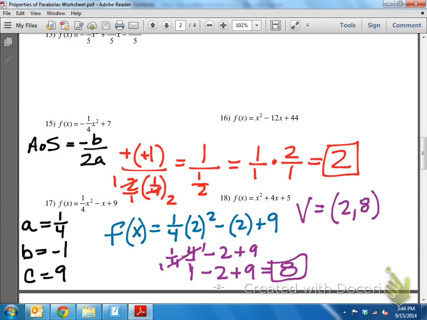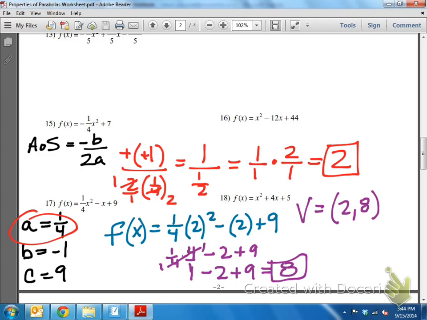Now, the last thing we need to find out is if my vertex is at the minimum or the maximum value. What that means is my vertex is either the lowest point of my graph or the highest point of my graph. And we can find out which one it is by looking at A. Going back to A, if it's positive, that means my graph is facing upwards, or it's happy. If it's negative, then it's facing downwards, and it's sad.